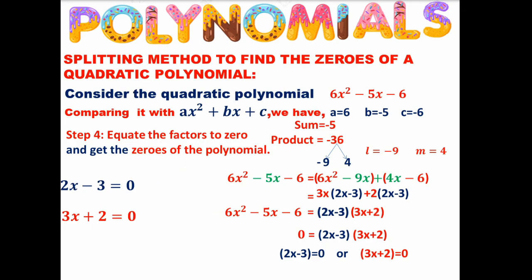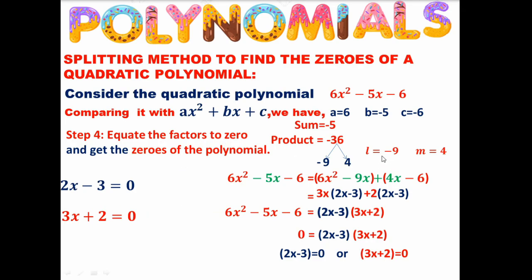So these are the zeros. x equal 3 by 2 and x equal minus 2 by 3 are the zeros of the quadratic polynomial 6x square minus 5x minus 6. So this is how I find the zero of a quadratic polynomial by the splitting method.